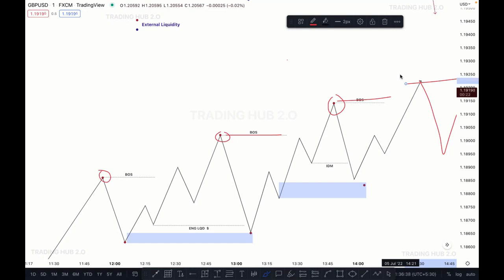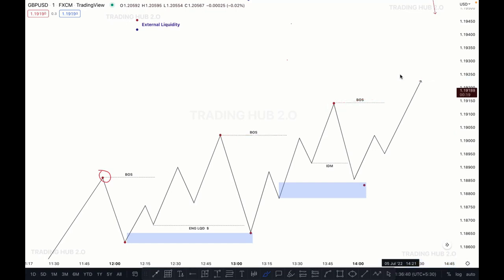I will discuss internal liquidity, how to identify it, and what types of internal liquidity there are. Most of the time internal liquidity is of two types. First is inducement, second is engineering liquidity, and between the major swing high or low we can see minor structure, minor liquidity, and how we can identify it. This is a very simple and powerful way to use it. Let me show you exactly how it works.